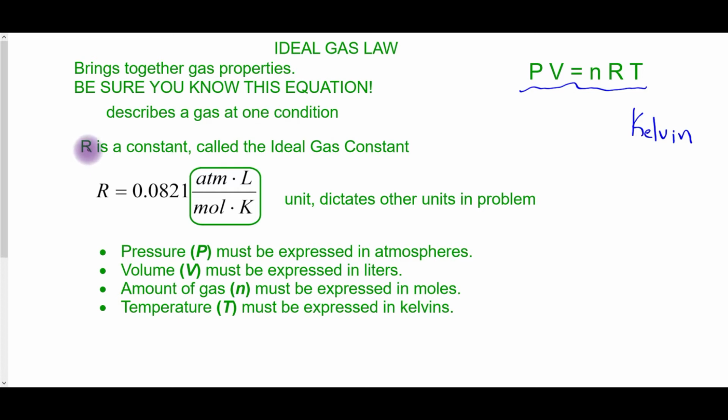Taking a look at R, it's a constant, and it's called the ideal gas law constant. The number value is 0.0821. All of this is a unit. You don't have to do anything with it other than put it down as the unit, called a derived unit because it combines others. When you do ideal gas law problems, pressure has to be in atmospheres because we use the gas law constant. Volume has to be in liters. The amount of gas must be in moles, and the temperature must be in Kelvin as always.